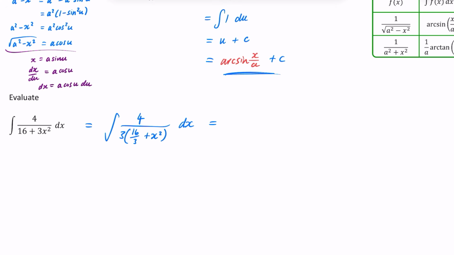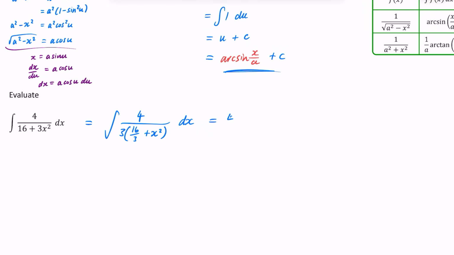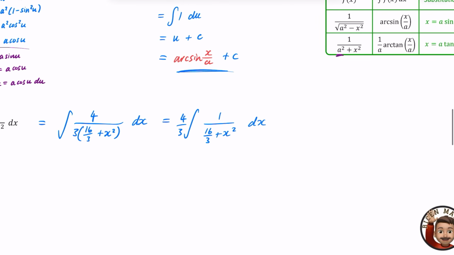And I'm going to make my life even easier. I'm going to take this 4 over 3 and pull it right to the front as a factor, so that I have 4 over 3, and then I'm left with 1 over 16 over 3 plus x squared dx. Looking at the formula, I just need to extract what a squared is equal to. In this case, a squared is 16 over 3, which means that a is 4 over root 3. Generally, I recommend leaving it in this form rather than rationalising it, because you'll see there's a 1 over a, and it's then much easier to take the reciprocal, and then it's already in its rationalised form. That's why I didn't put the square root on the calculator. I just find it a little bit easier to do it like that.